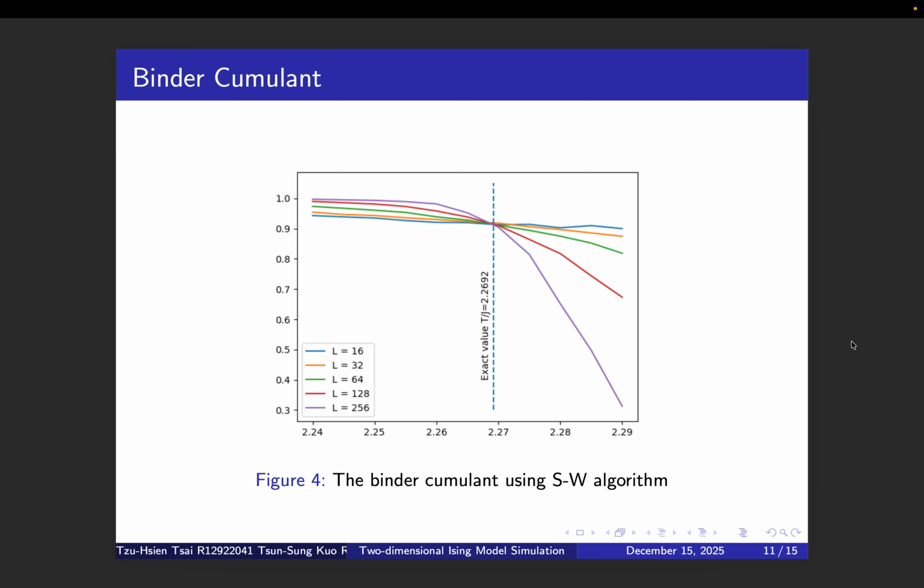The Binder cumulant using different sizes of lattice will intersect at a point that is very close to the critical temperature.